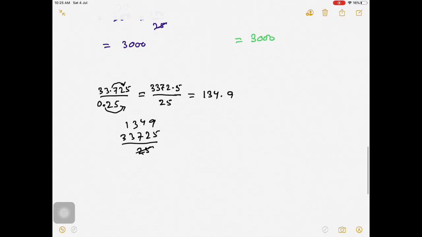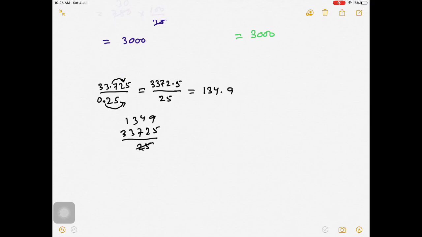Okay, in this way we can divide a decimal by another decimal. So I think you have learned how to divide a decimal by a whole number and how to divide a decimal by another decimal.